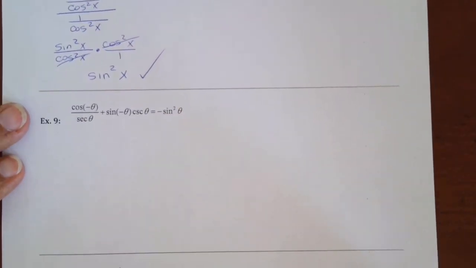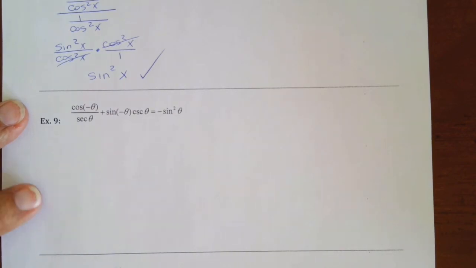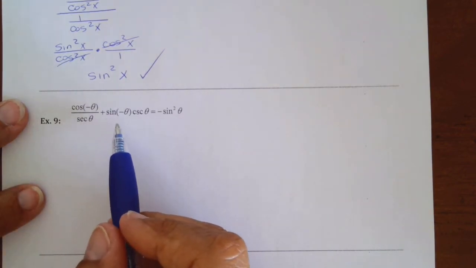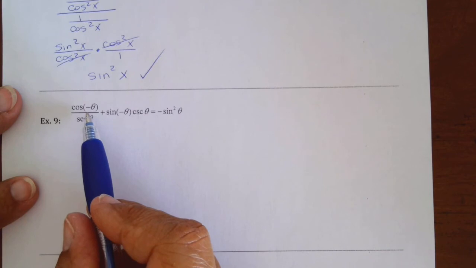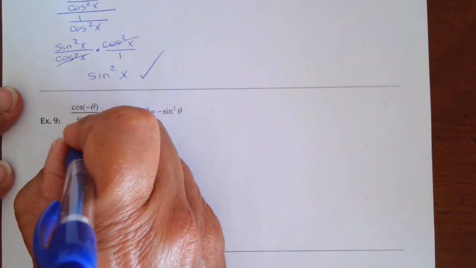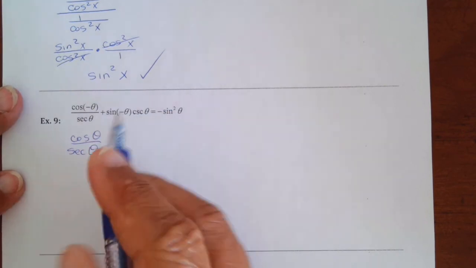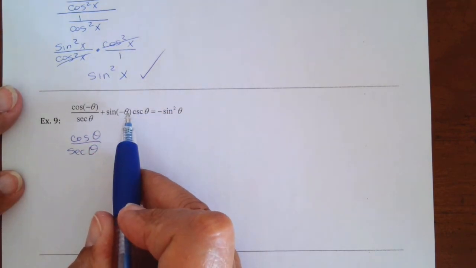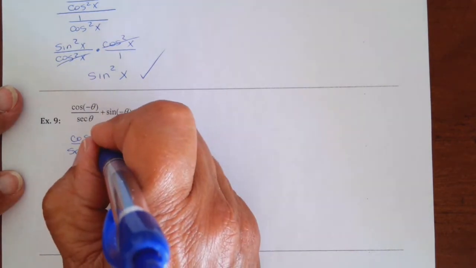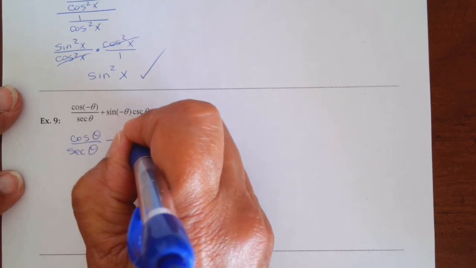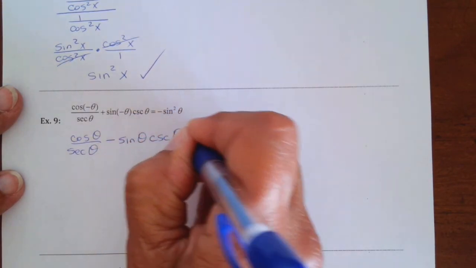All right, example 9, even and odd, so let's get rid of these. Anytime I see these, all that means is just get rid of these negatives. So cosine is even, so I can drop that one: cosine of theta, secant of theta. Sine is an odd function, so the negative is going to come out front, so it's going to make that minus sine theta cosecant theta.